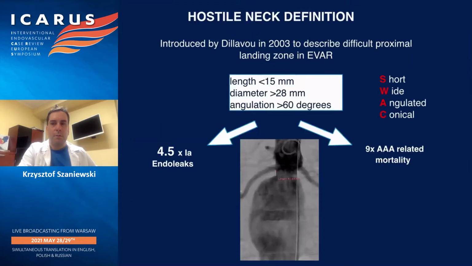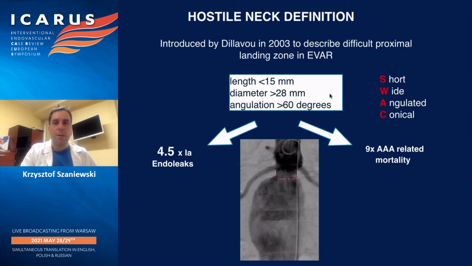What is a hostile neck? Hostile neck is a well-known description of difficult morphology in the proximal landing zone in EVAR, which can be described with the acronym SWAG, which means short, wide, angulated, or conical. The definition was introduced initially in 2003 and concerned a neck length less than 15 millimeters, diameter more than 28 millimeters, and angulation. After that, some other features were added, for example, the conical shape of the neck.